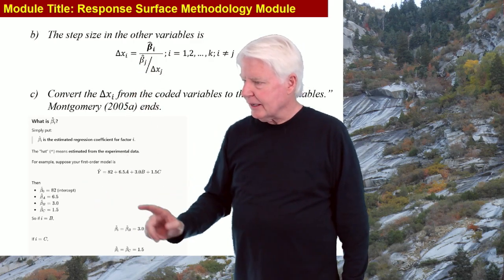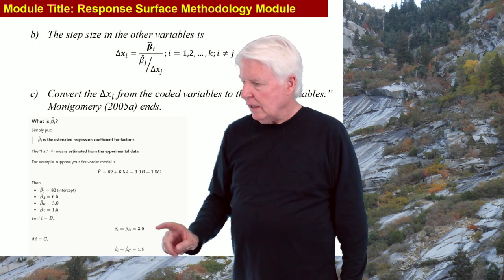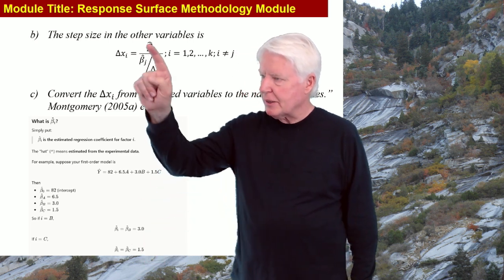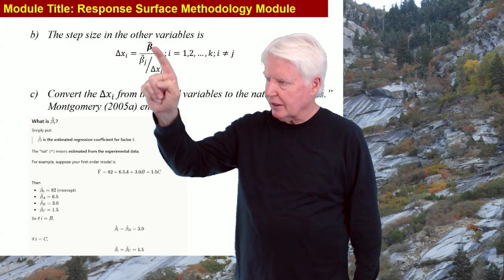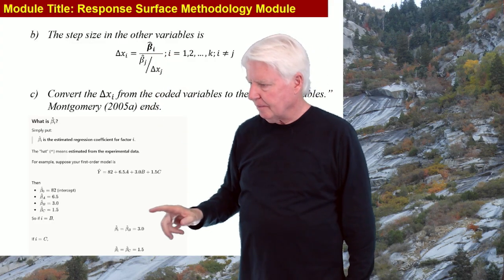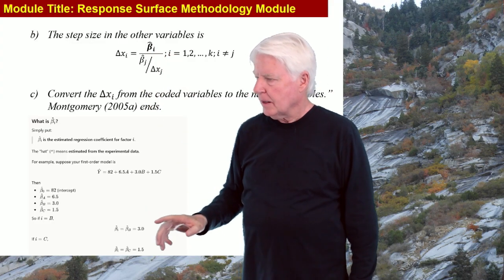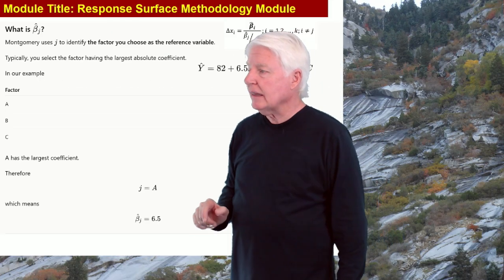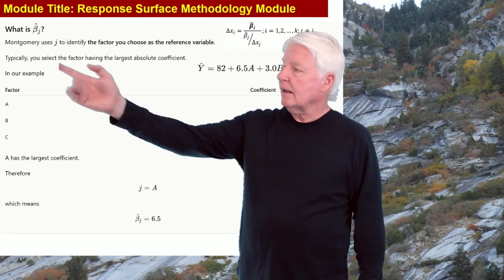And beta i is going to be 3.0, and beta i is also going to be 1.5 for C. Remember, it says other variables, plural here, so there are multiple ones you'll do here. Calculations. Multiple iterations, if you will. Okay, with that being said, let's move on to the next one.